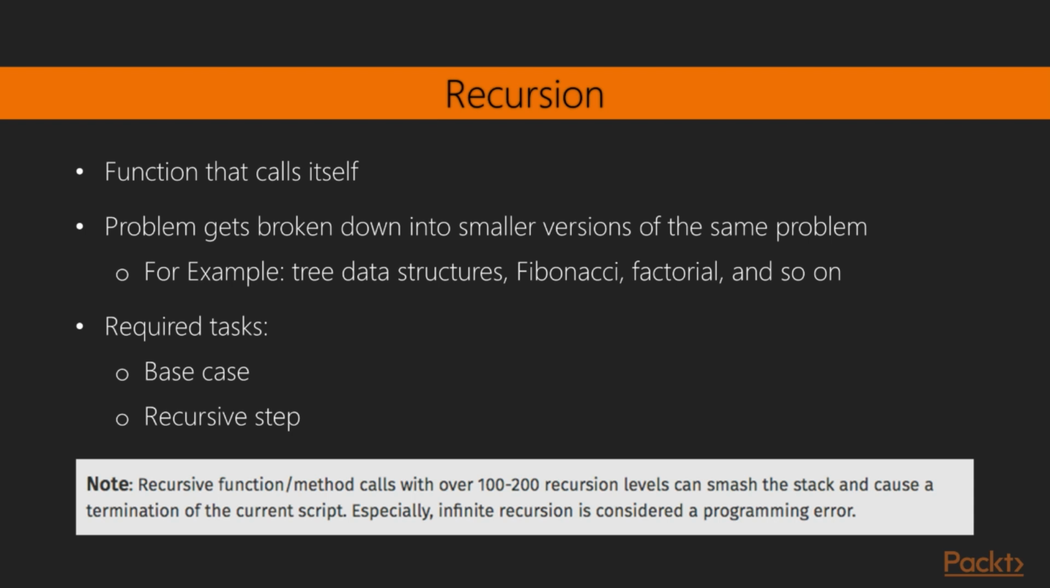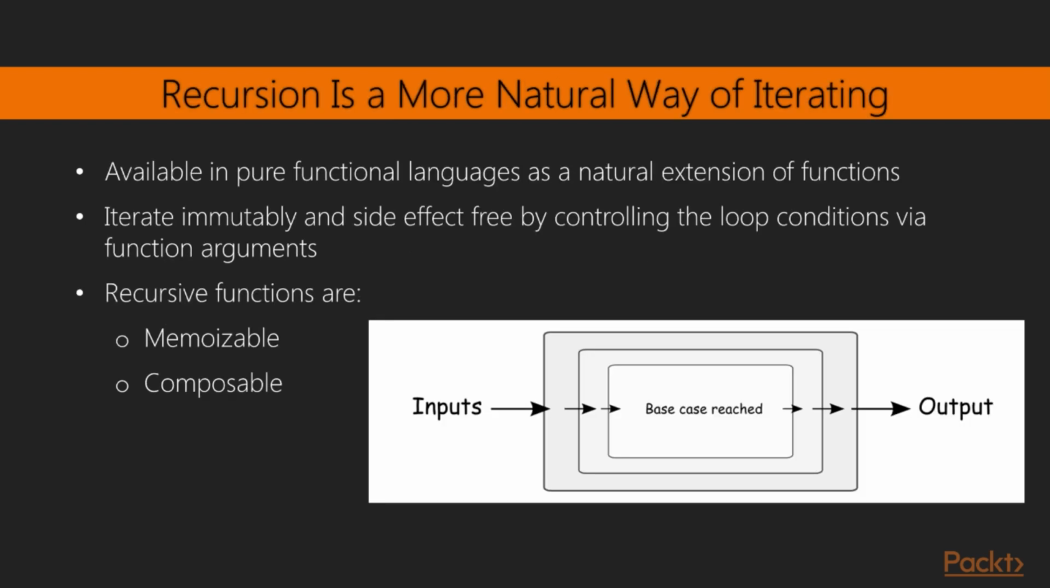Now in PHP, there's a strict limit on how many recursion levels you can have, and you can easily blow out the stack if you exceed that number, which can be configured through php.ini. Recursion is actually the more natural way of iterating in pure functional languages because you don't need any other keywords. You don't need foreach, you don't need any other constructs like while and do while. You just use functions to accomplish all of these goals. Recursion also allows you to iterate immutably and side-effect free by controlling the loop conditions via function arguments.